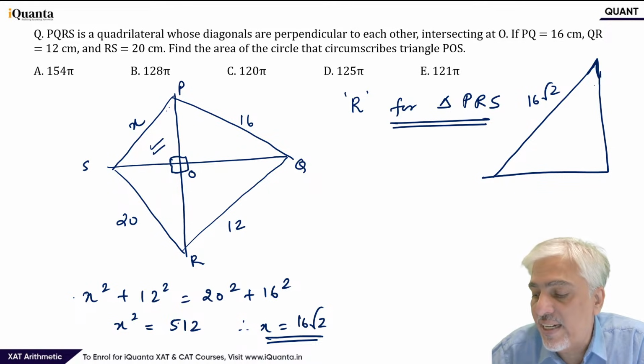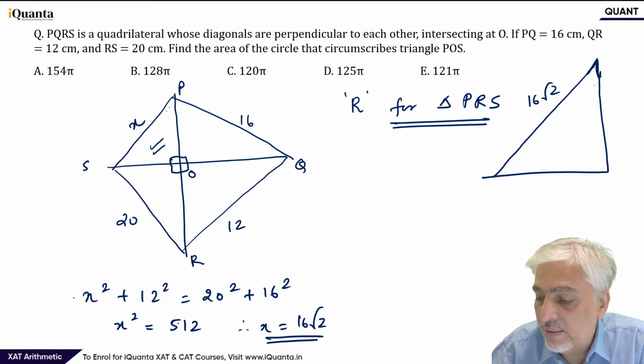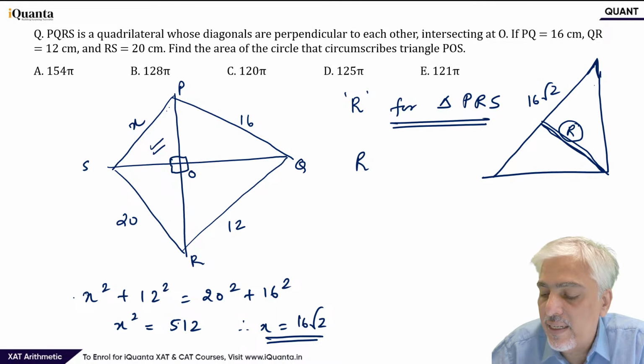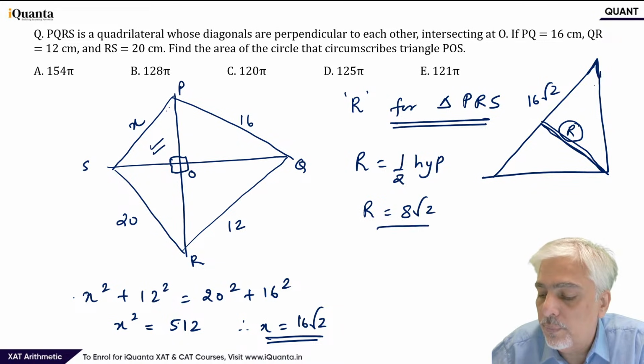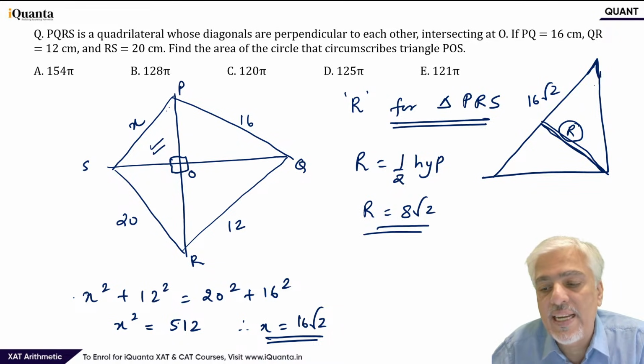In a right angle triangle, if you remember, the circumradius is half of the hypotenuse. This is only in a right angle triangle. So circumradius becomes 8 root 2. And once I got circumradius, area is pi r square.